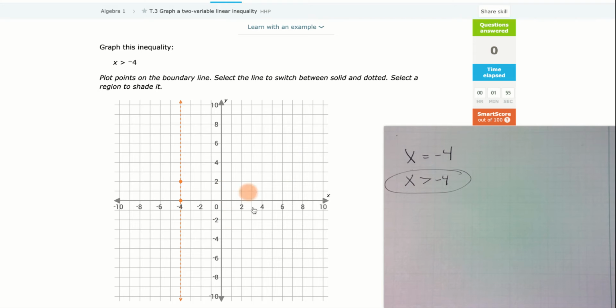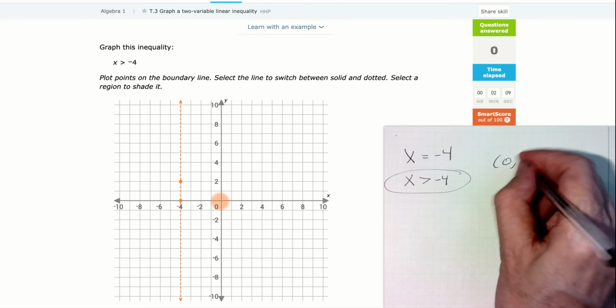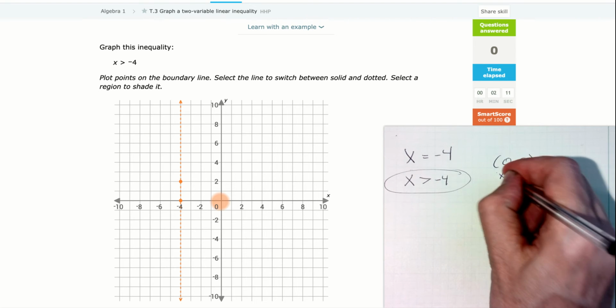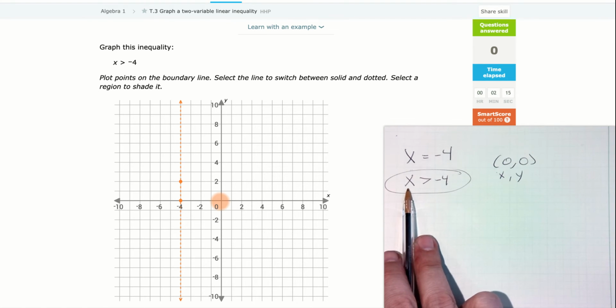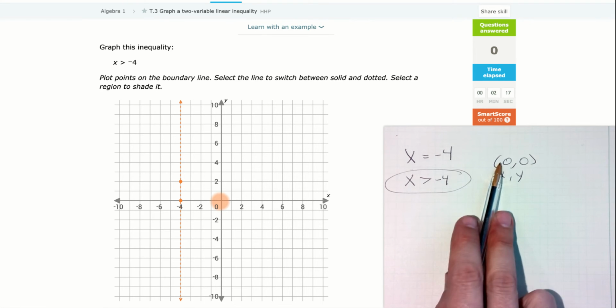Now the question is, do I shade on the right side of the line or on the left side of the line? The way I find that out is I pick a point. Usually I pick the easiest point, which, if it's not on the line, I pick the point 0, 0. So I come over here and I pick the point 0, 0. Now remember, that's an x and a y value. I'm going to replace the variables. Now there's only one variable, x. So I'm going to replace x with a 0.